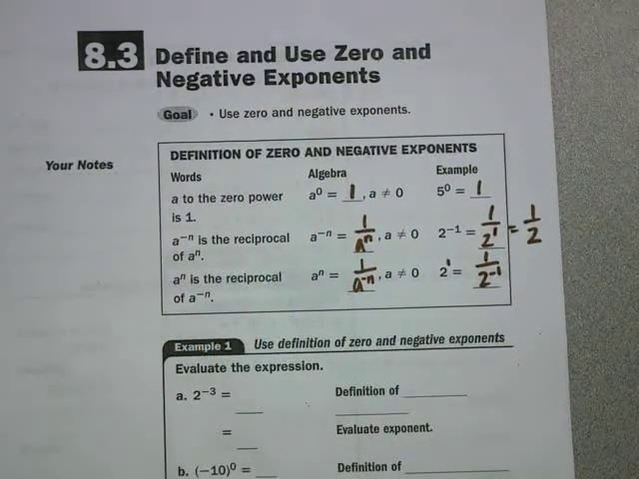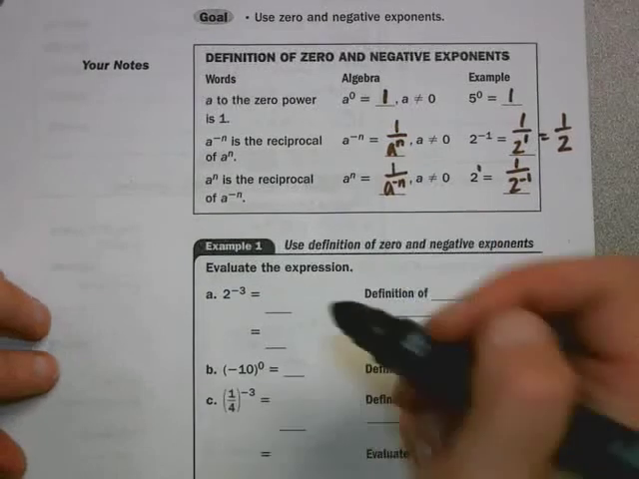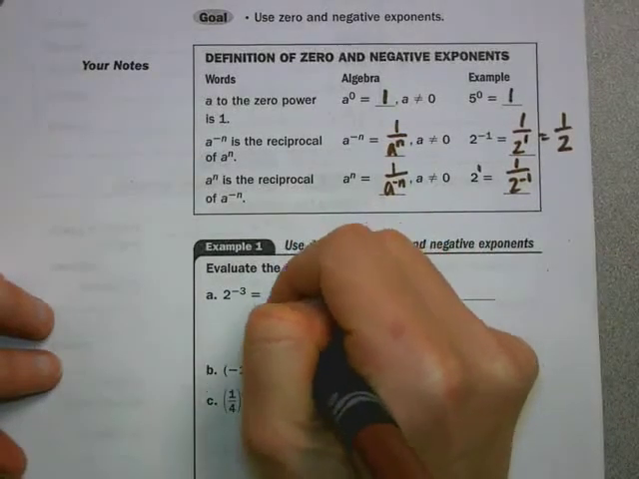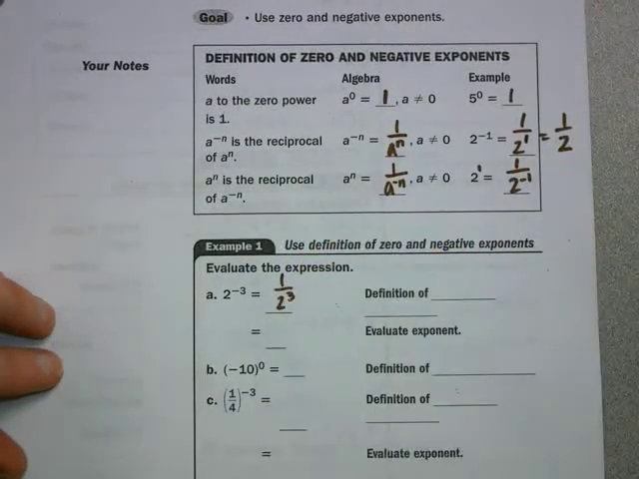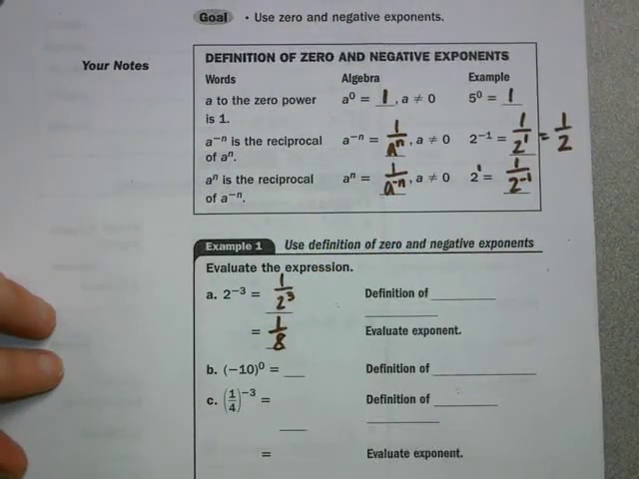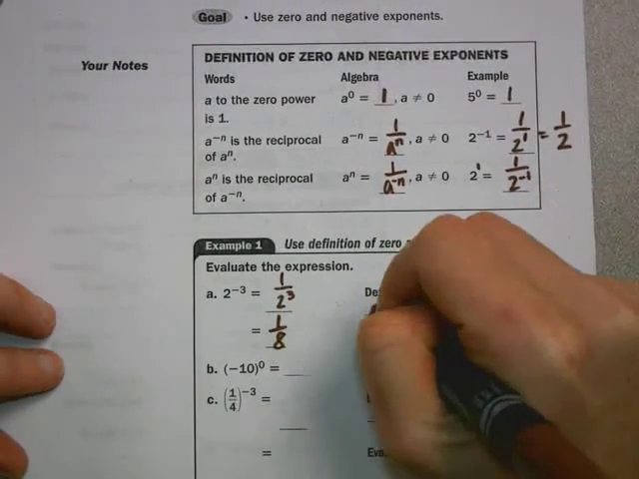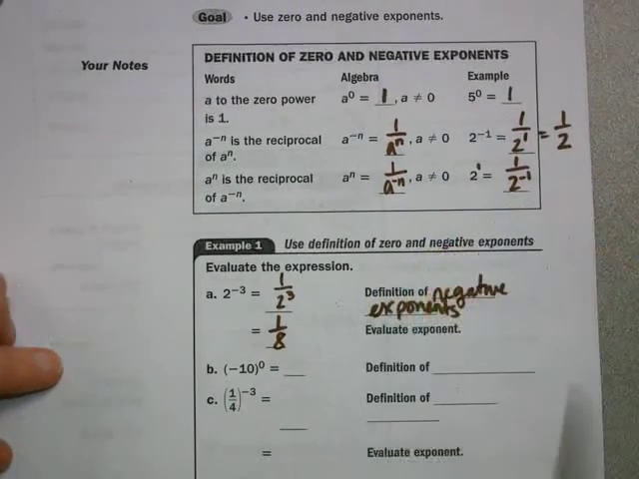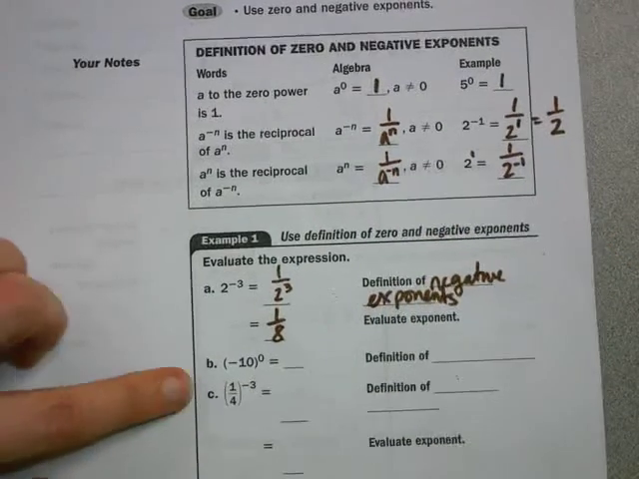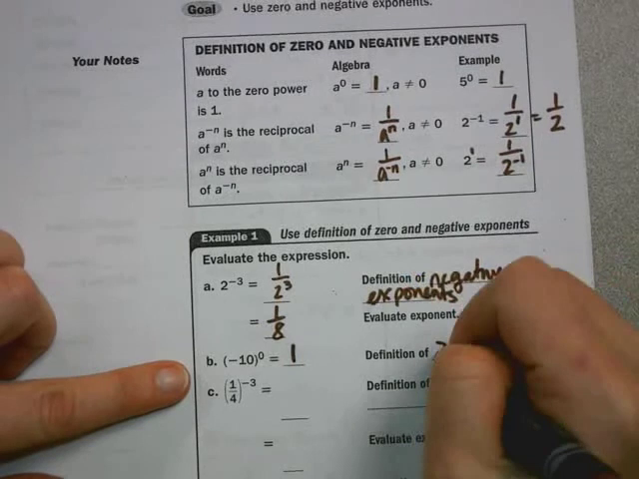Okay, so we're going to use what we just learned there to do a couple examples. So example 1, letter A, is 2 to the negative 3 power. So we would write that as 1 over 2 to the third, and then we're actually going to work it out. 2 times 2 times 2 is 8. So that's 1 over 8. So we use the definition of negative exponents to help us solve that one. All right, any number to the power of 0 is 1. That's the definition of a 0 exponent.